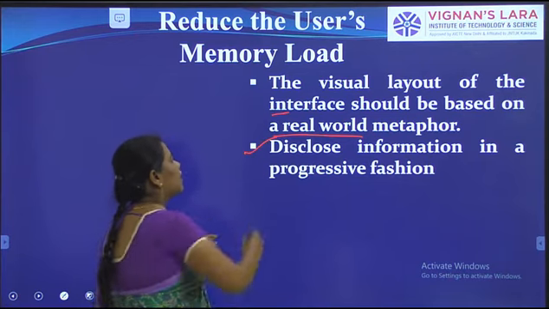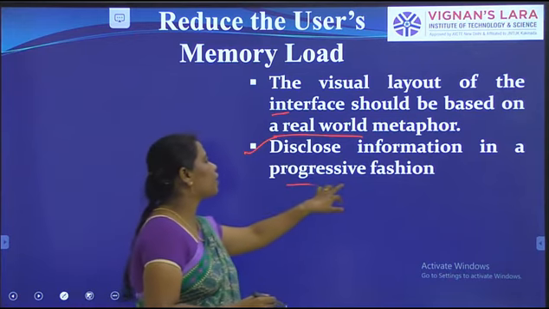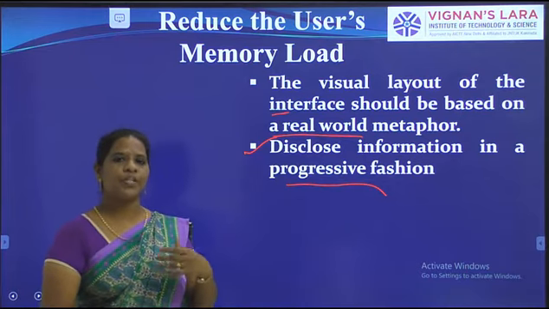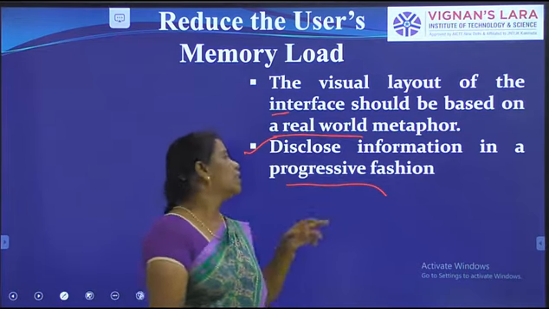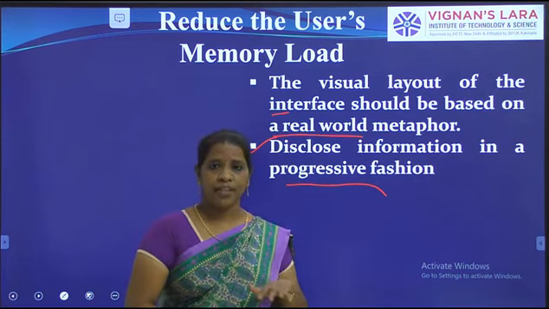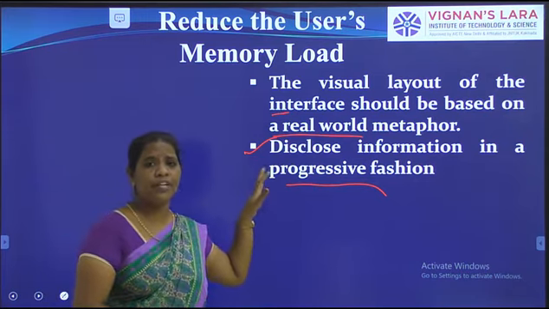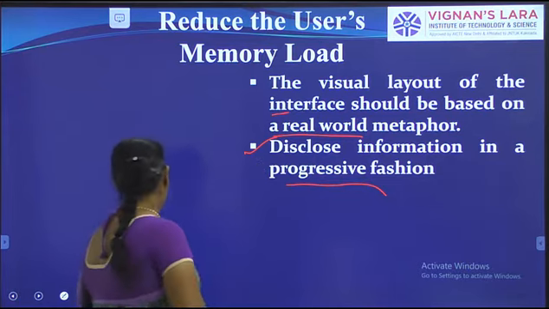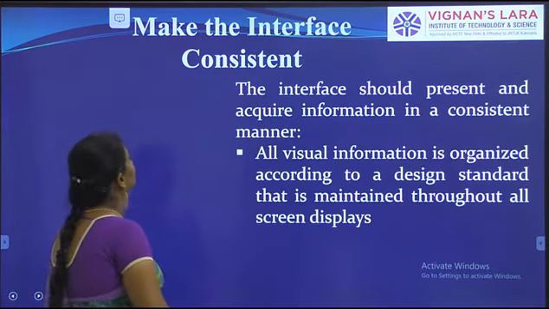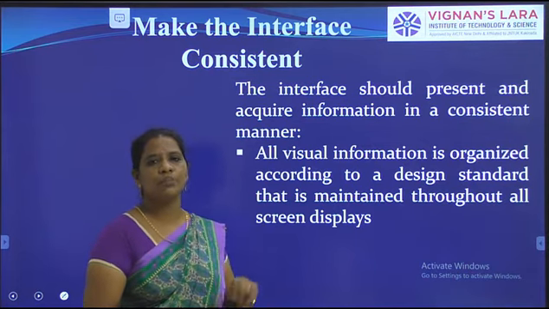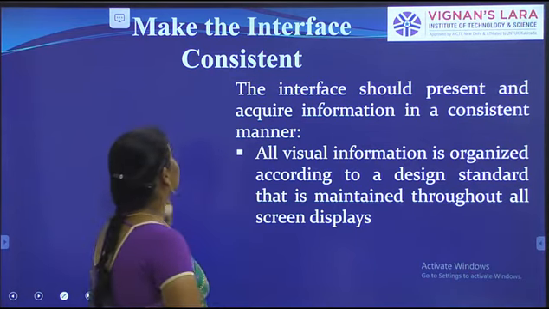And next, the last point is to disclose information in a progressive fashion. Whatever information you provide to the user should be in a progressive fashion. So these are the things we have to keep in mind to reduce the memory load of the user. And next, the third one is to make the interface consistent. The third golden rule: make the user interface consistent.